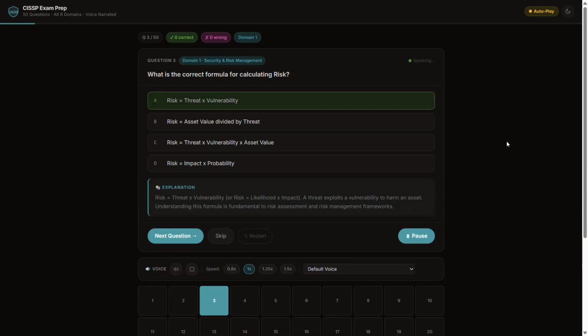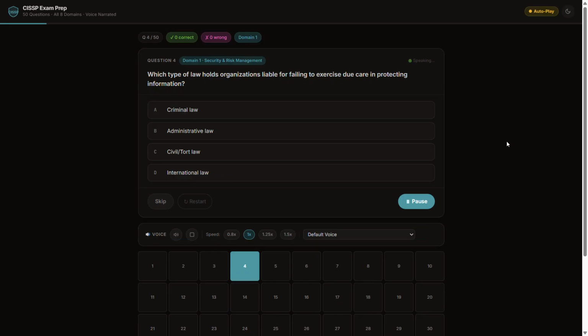Correct answer: A. Risk equals threat x vulnerability, or risk equals likelihood x impact. A threat exploits a vulnerability to harm an asset. Understanding this formula is fundamental to risk assessment and risk management frameworks.